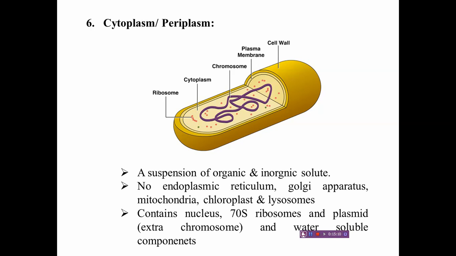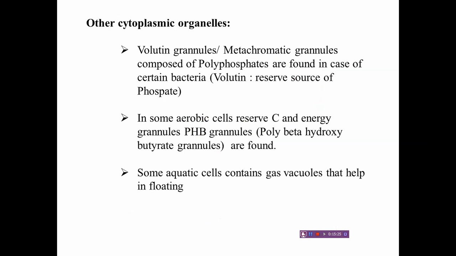The cells lack the higher organelles like mitochondria, chloroplast, lysosome, Golgi apparatus, and endoplasmic reticulum, just like the eukaryotic cells. And these cells have some other organelles instead of these. Sometimes the bacterial cells have metachromatic granules or volutin granules, which are basically reserve sources of phosphate. In some aerobic cells, there are some food granules present, for example PHB granules. These are poly beta hydroxybutyrate granules, which are another reserve carbon or energy source.